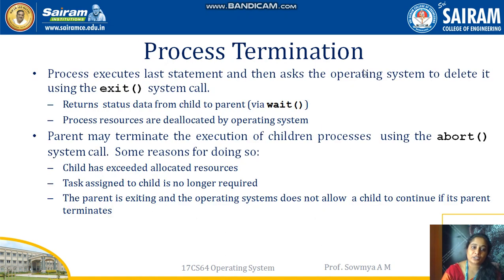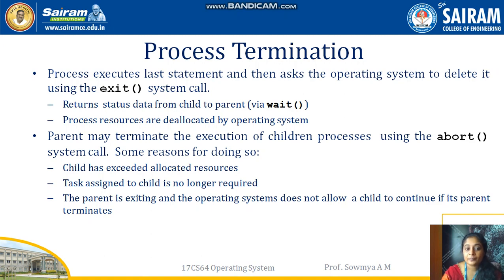Next is termination. The exit system call is used to terminate a process. After the program executes its last statement, it asks the operating system to delete it using the exit system call. If a process needs to wait for something, then the wait system call is used. If a parent process needs to suspend a child process, then it uses the abort system call. So any child which is created by a process can be aborted by the parent.